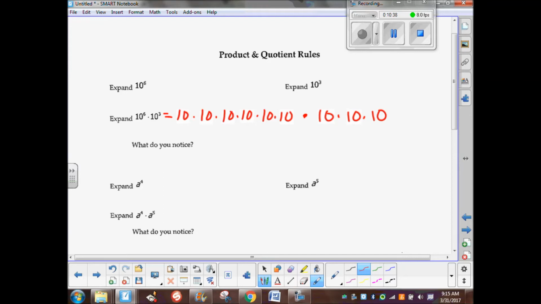Okay? So we took the 10 to the 6th, brought it down, and now we took the 10 to the 3rd and brought it down. So Matt's saying, isn't that just 10 to the 9th? So we have 9 10s here. So he said it, what do you notice? You're adding the what? What were we adding? The exponents, Jacob, thanks. Okay? We're adding the exponents.